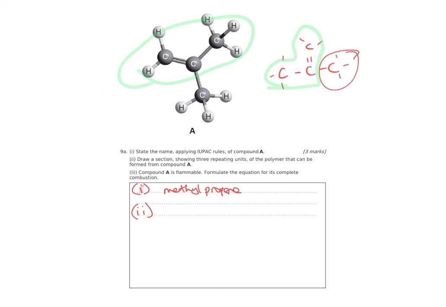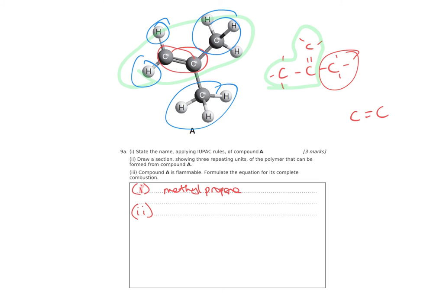The next one, draw a section showing 3 repeating units of the polymer. So remember, we're always looking where the double bond is. So this is my double bond. What 4 things are they bonded to? So on this carbon, I have a CH3 and a CH3. On this carbon, I have an H and an H. So that double bond's going to get broken open, and we're going to end up with that. So that's my repeating unit. But I need to draw 3 repeating units.